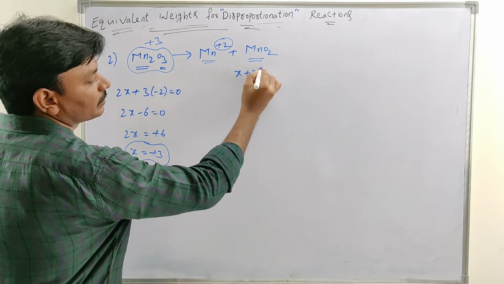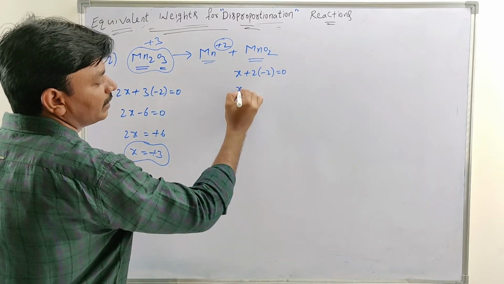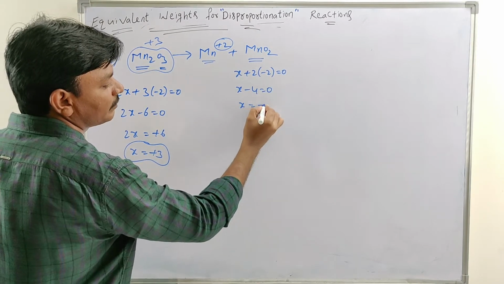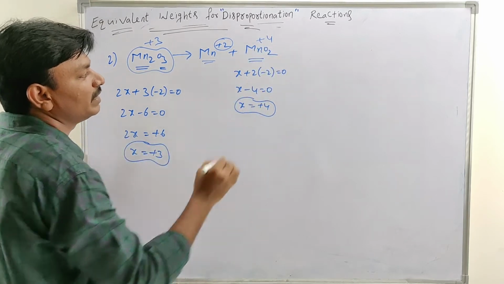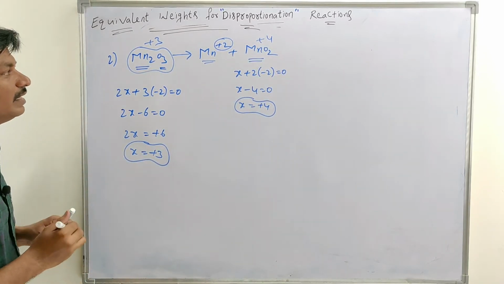Manganese: X plus 2 into minus 2 equal to 0. X minus 4 equal to 0. X equal to plus 4. In MnO2, the manganese oxidation number will be plus 4. Okay, clear?